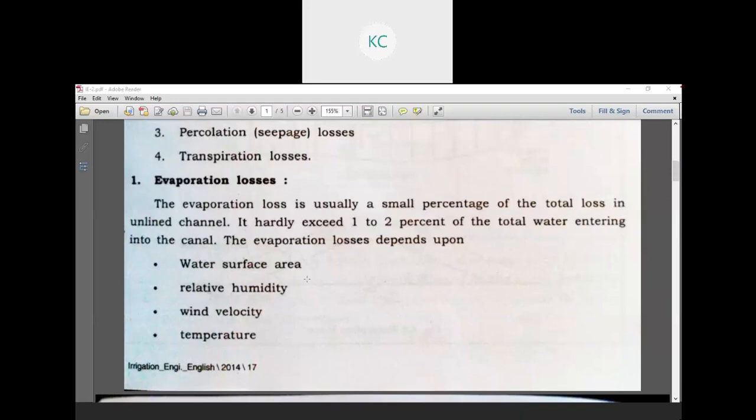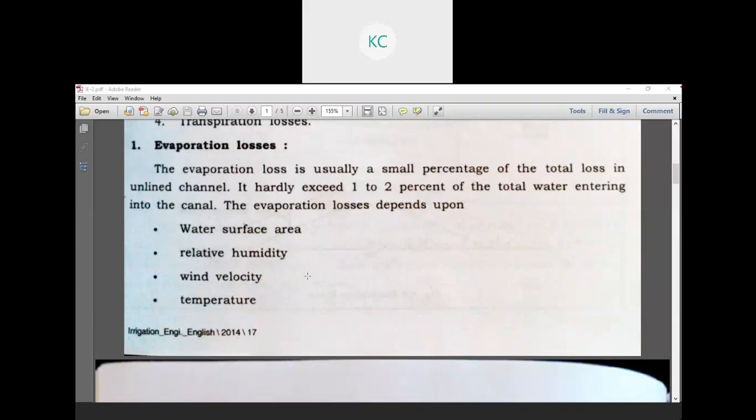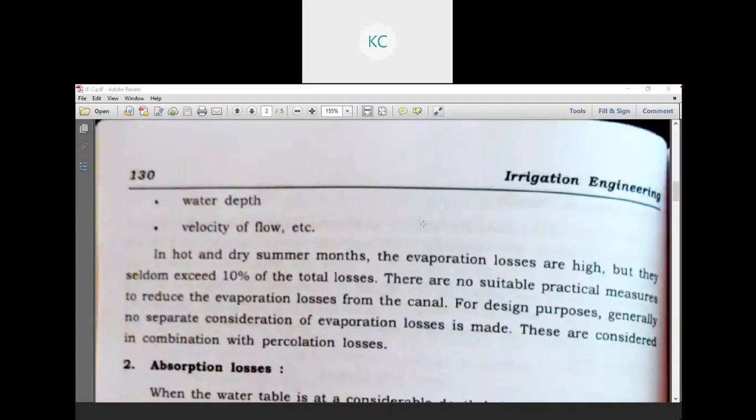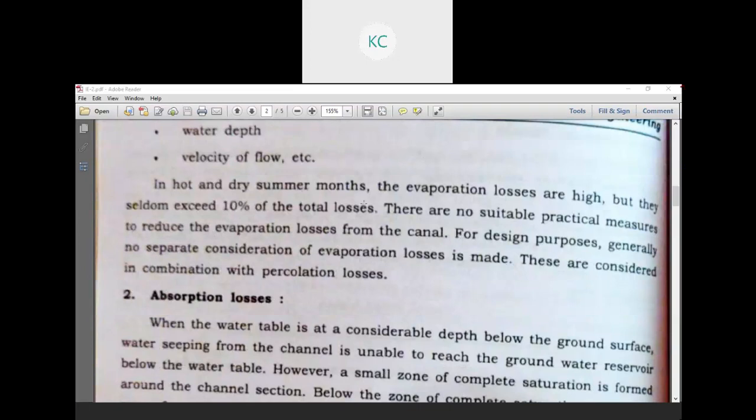Evaporation losses depend upon the water surface area, the relative humidity of the surroundings; if it is more humid, the evaporation loss is less. Wind velocity, temperature, water depth and velocity of the flow. In hot and dry summer months, the evaporation losses are high, but they seldom exceed 10% of the total losses. In hot summer regions, evaporation loss increases to around 10%, but does not go beyond that.